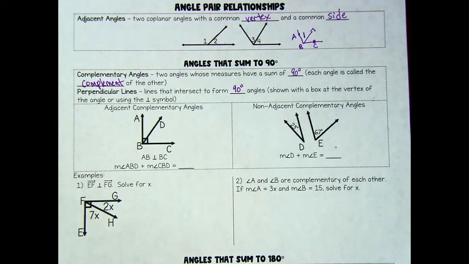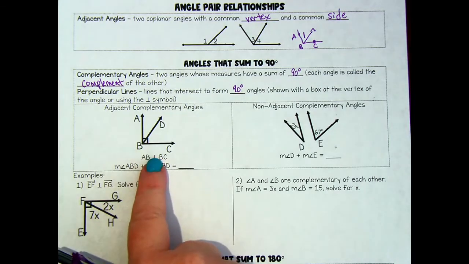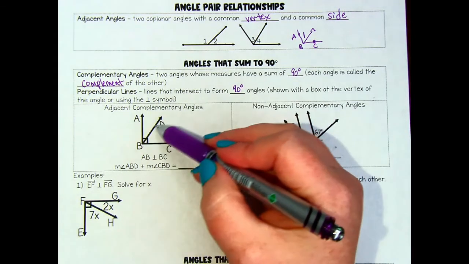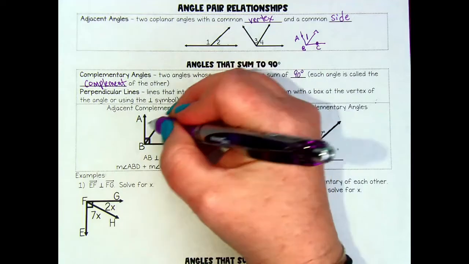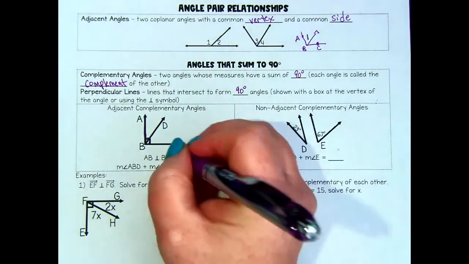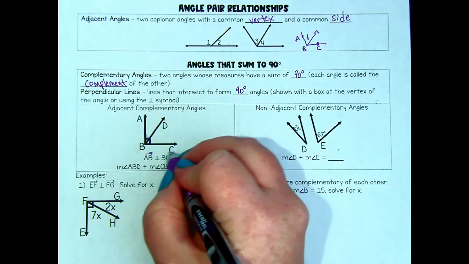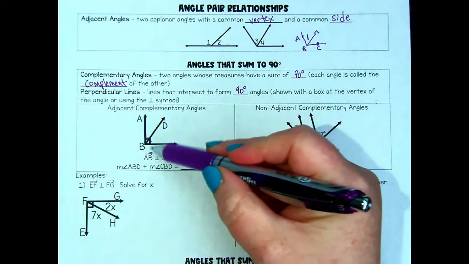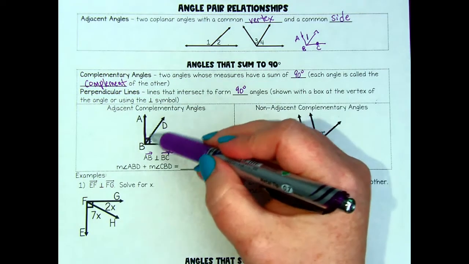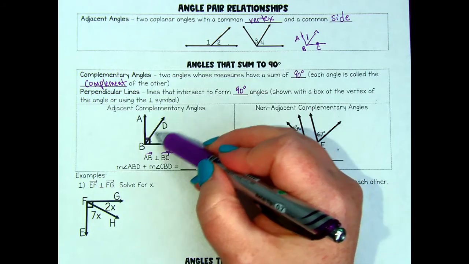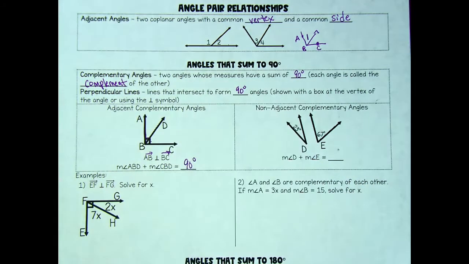So we have two types of complementary angles. We have adjacent complementary angles, where the angles are next to each other, they are touching. We know they are complementary because they have this right angle symbol letting us know it's 90 degrees, or it's going to tell us ray AB is perpendicular to ray BC. So we can either see it in the picture or it will tell us using the perpendicular symbol. And what that means is that the measure of angle ABD plus the measure of angle DBC is equal to 90 degrees. We don't know what these angles are, but we know their sum is 90.